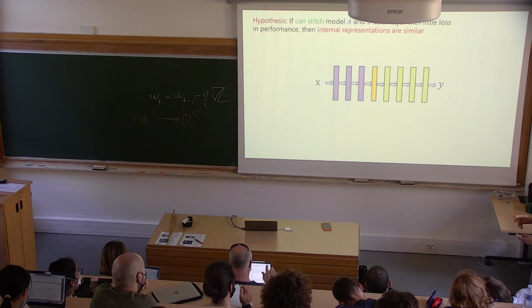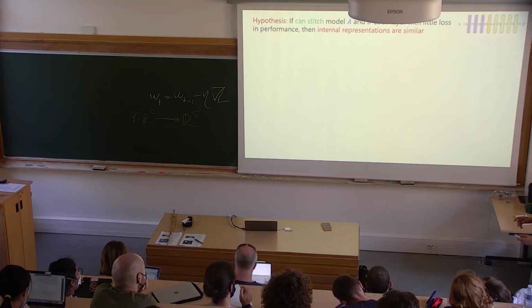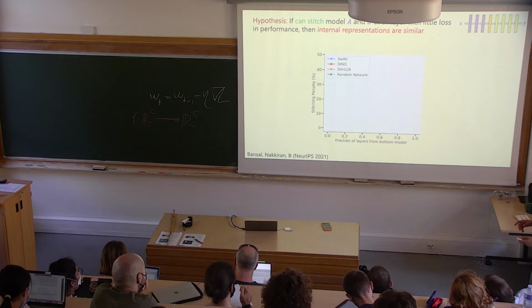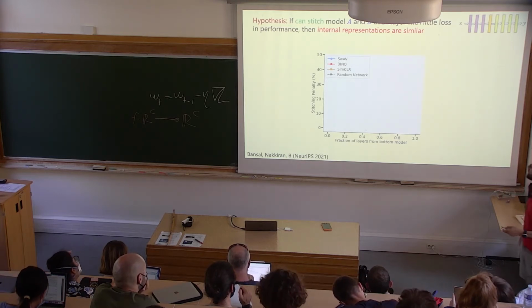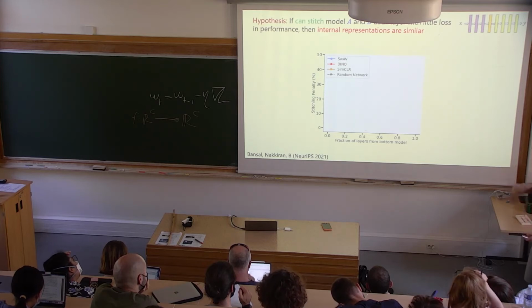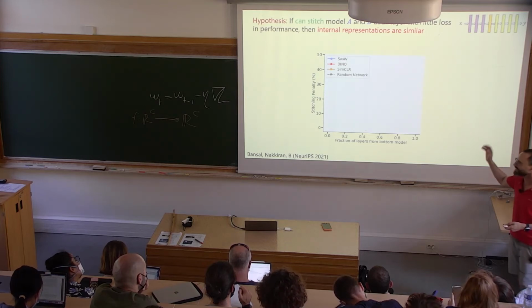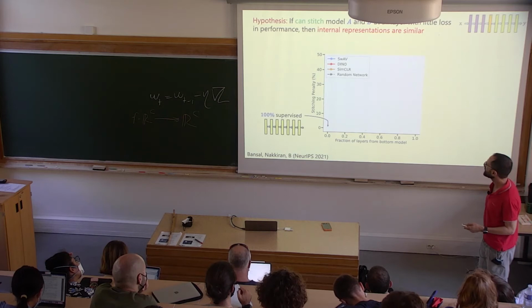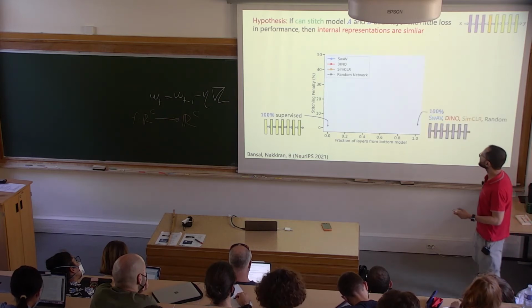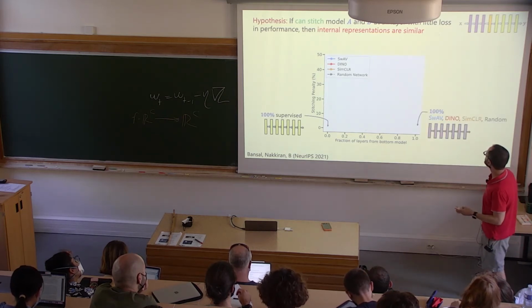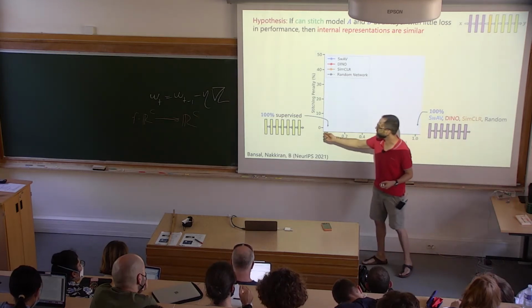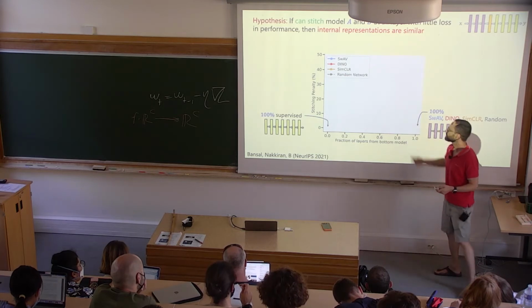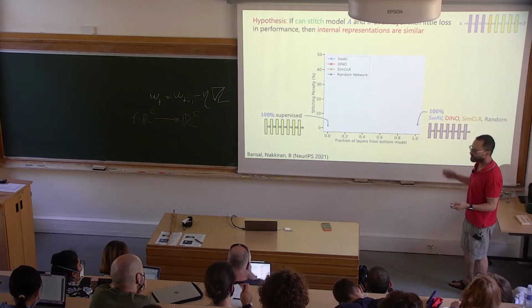Let's try to see what happens. We took 3 self-supervised networks, and we also took a completely untrained random network just as a sanity check. We compared the 100% supervised versus the 100% self-supervised. This is the fraction of layers from the self-supervised model, and we see what happens.